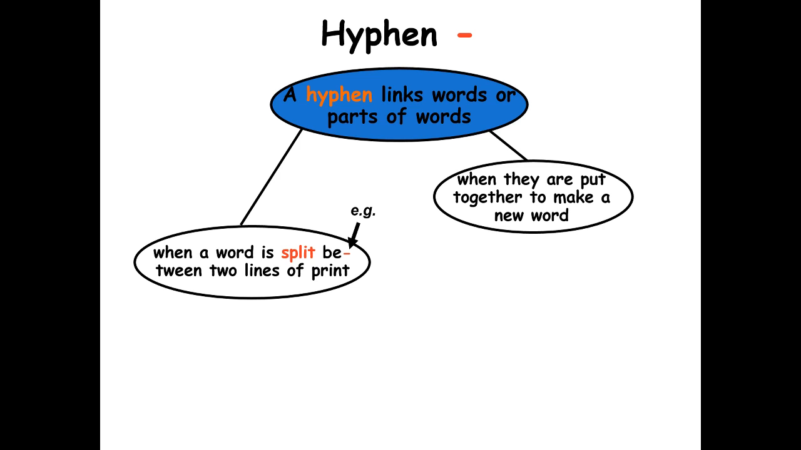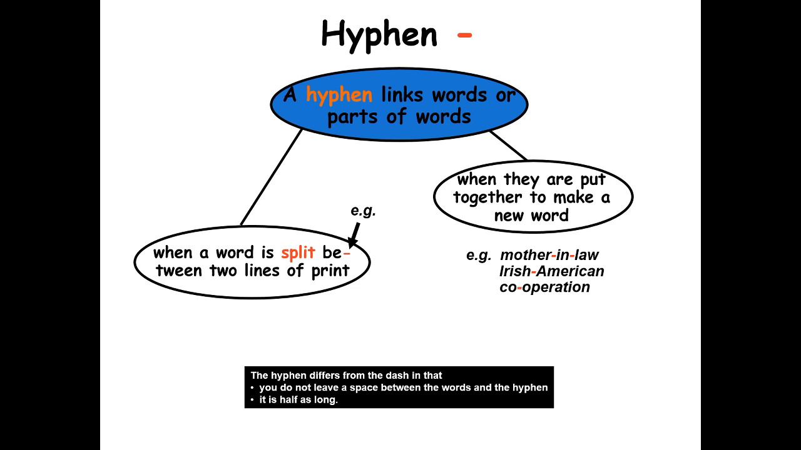Or you can use a hyphen when words are put together to make a new word. For example, mother-in-law, Irish-American, co-operation. Here, mother-in-law is three separate words, but we use it as a whole. Therefore, we use a hyphen between each word. The hyphen differs from a dash in that you do not leave a space between the words. It is half as long. That means the size. Okay, a dash is a bit longer, a hyphen is a bit shorter.